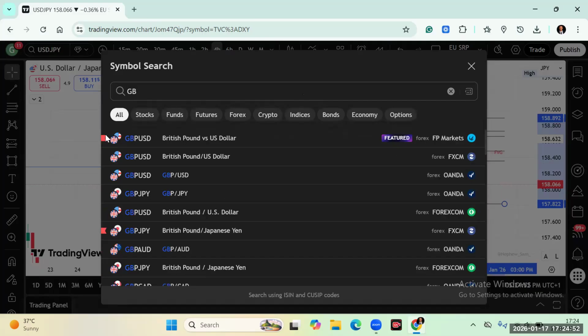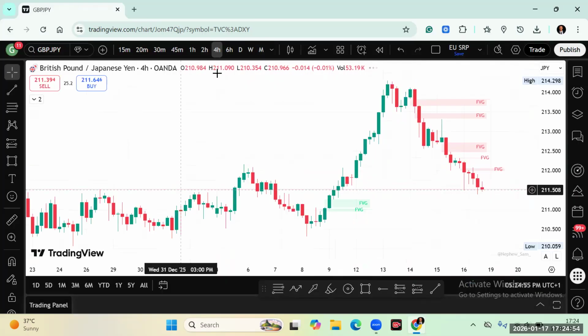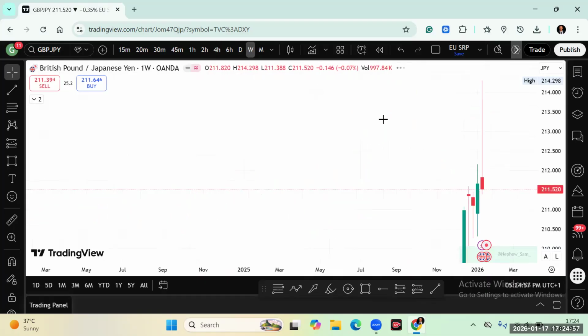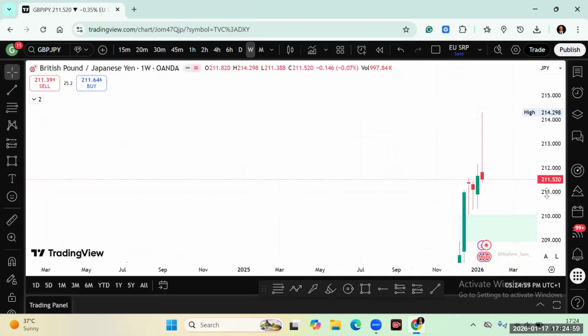GBPJPY did the same thing. This is a rejection. It did the same thing, a rejection of buys.